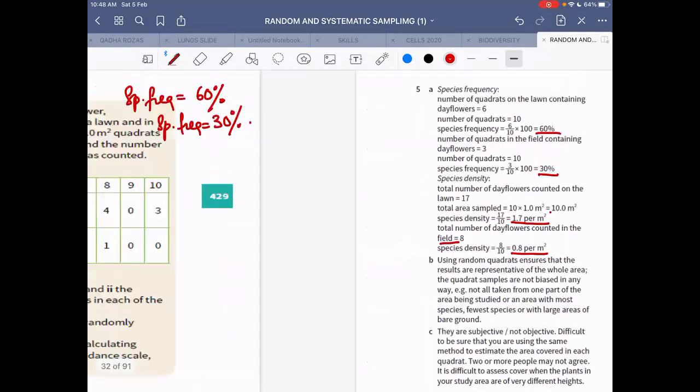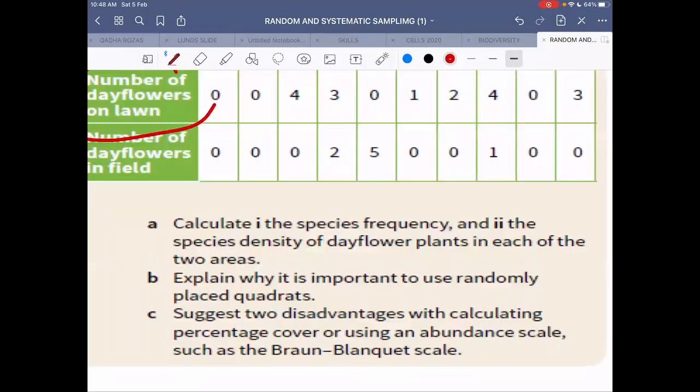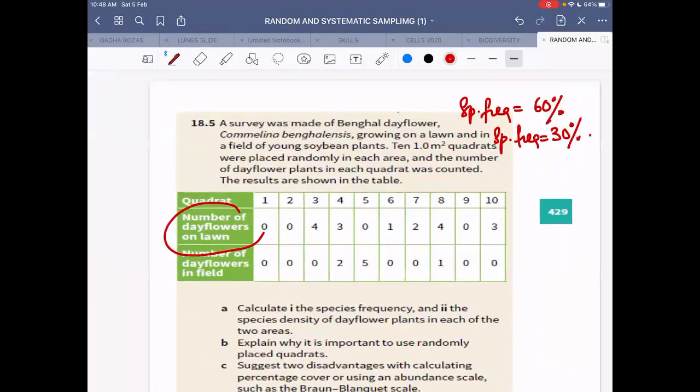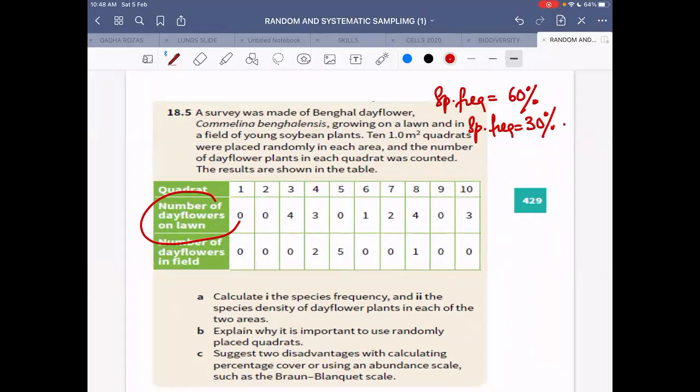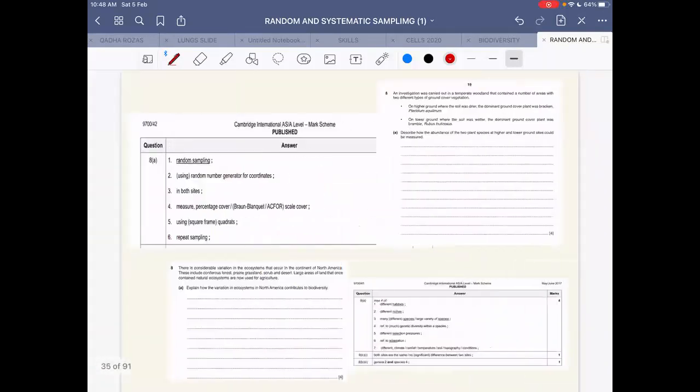And then there was another question. Who will answer this? Rafia, you tell me. Explain why it is important to use randomly placed quadrats. Now you should know this. Why should we use randomly placed quadrats? Just to make research as unbiased as possible. Very good. To make the research as unbiased as possible. Because remember one thing, we are not sampling the entire area. We are sampling a small area, making the assumption that the small area is representative of the whole, and we might not be 100% accurate. But at the same time, we want to make our results as unbiased as possible. So we are using randomly placed quadrats, right?